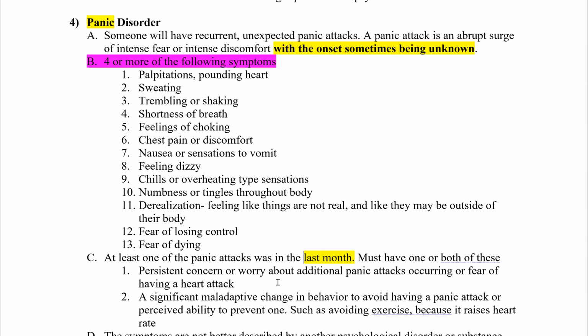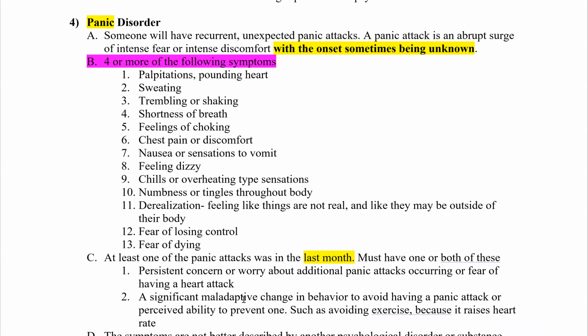such as avoiding exercise. Why? Because when you exercise, you're likely going to have a heartbeat that is faster. You're going to be sweating, you're going to be shorter of breath, and you're going to feel a little bit dizzy and or woozy, because you want to avoid that sensation. So you're like, I'm done exercising because I think I'm going to have a panic attack. And then you change your life based on your presence of previously having a panic attack.